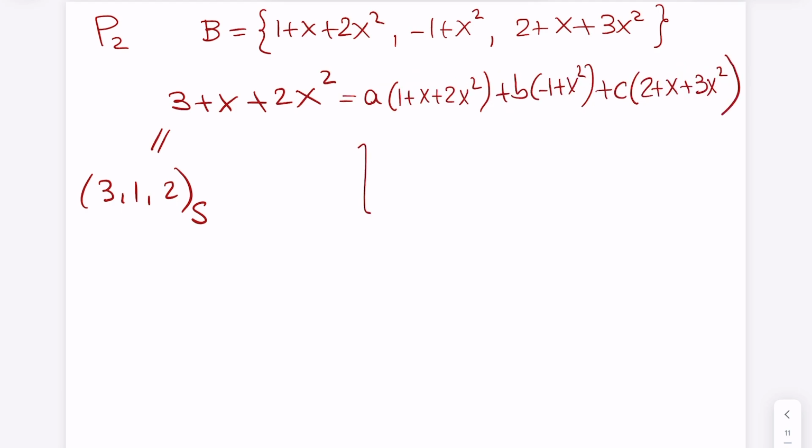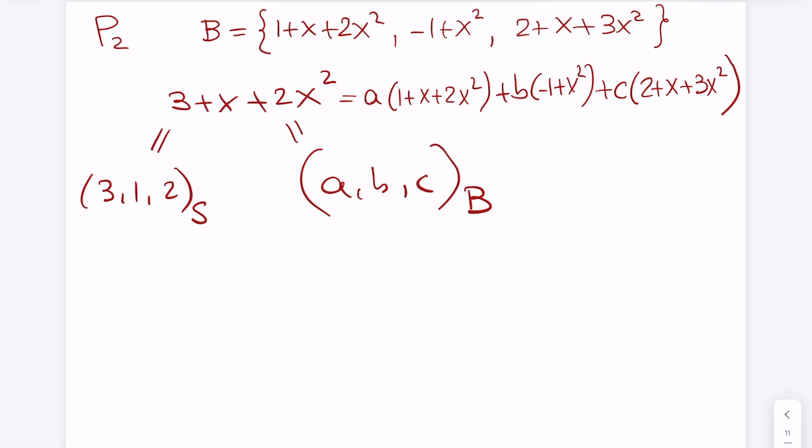So if we find these numbers A, B, and C, these are going to be the coordinates of this vector in this base, I mean relative to this base. So in other words, A, B, C are going to be the coordinates of this polynomial in base B. And so how do we find this A, B, C?